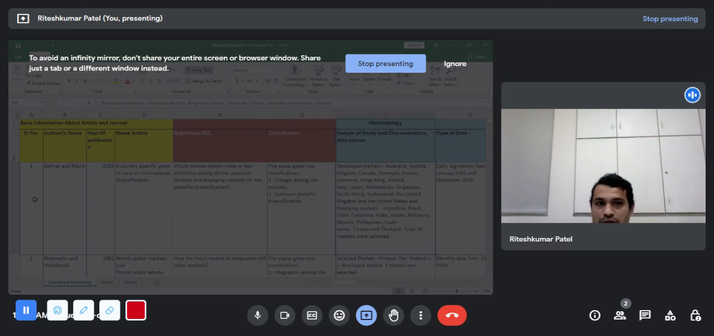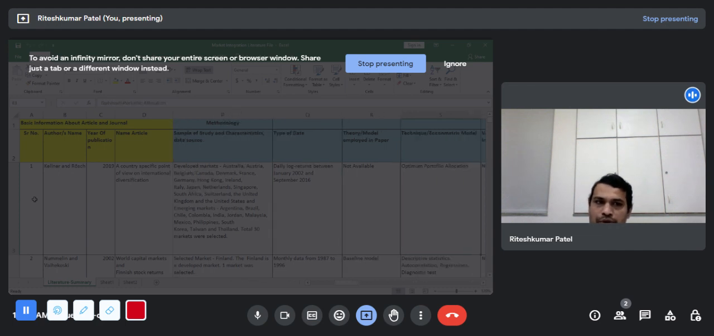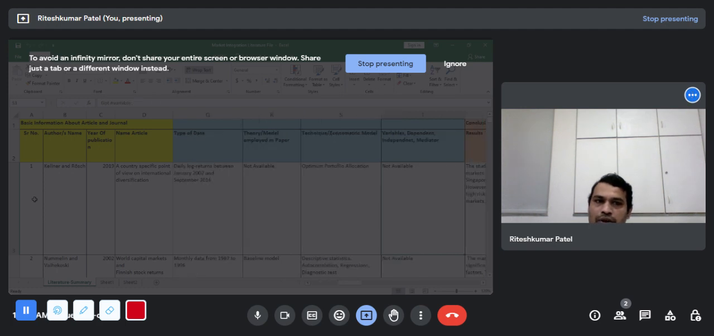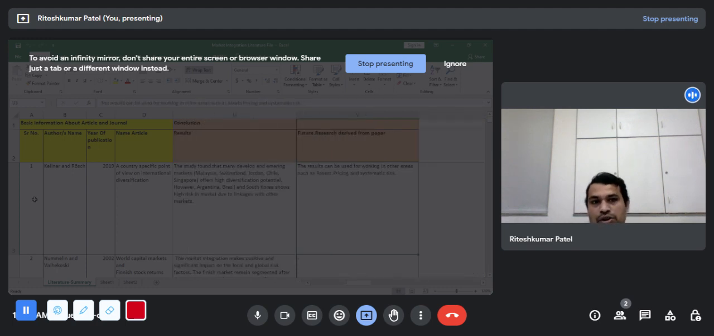Then its methodology that includes the study sample and characteristics and data source. That is, what were the samples, how many people are covered, what not covered, everything. Type of data. Okay, so daily log returns or daily data or monthly data, whatever it is. Any type of theory or model which is employed in the paper, or any technique or economic model applied in the paper. Okay, variables are dependent, independent, and mediators. Any variables if applied. Then the conclusion and future research derived from the paper.